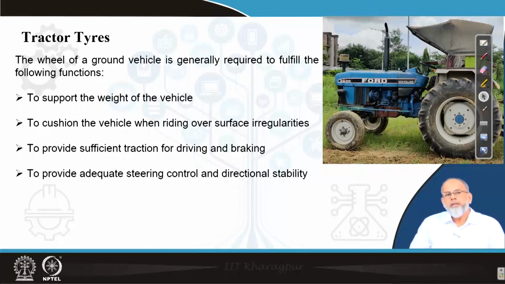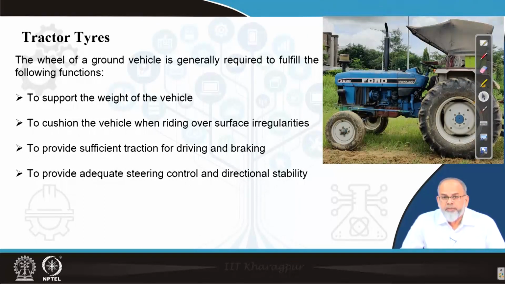We use wheels on a ground vehicle to fulfill certain objectives. The objectives are to support the weight of the vehicle, to cushion the vehicle when riding over surface irregularities, then third, to provide sufficient traction for driving as well as braking, and the last one is to provide adequate steering control and directional stability. These functions are efficiently and effectively done by the pneumatic tire.